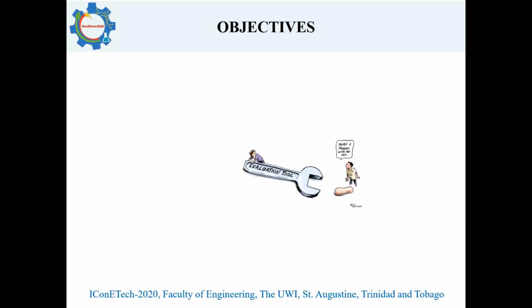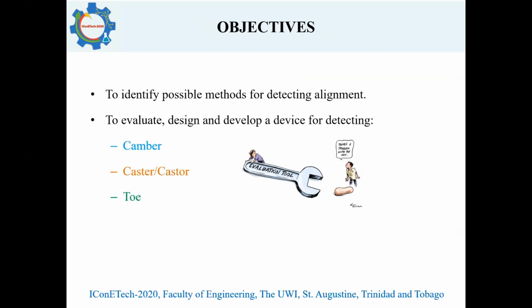Now let's take a look at our objectives. So we began by trying to identify possible methods for detecting wheel alignment, then evaluating, designing, and developing a device for detecting these parameters, that is camber, caster, and toe. And then finally, we sought to benchmark this design against existing methods.